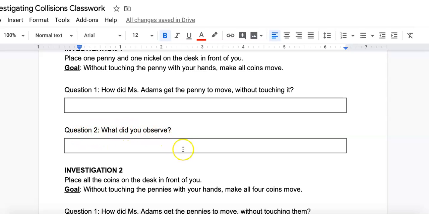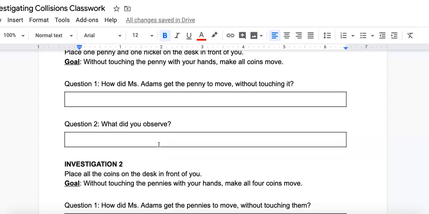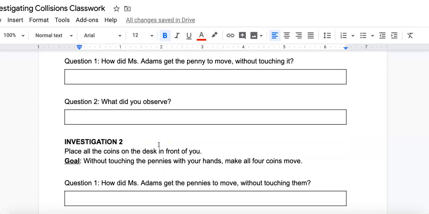For that, you can use your hearing as well as your sight. What did you see me do? What did you hear if you heard the coins collide? Be very descriptive in your observation right here. Don't forget your sentence starters as well.